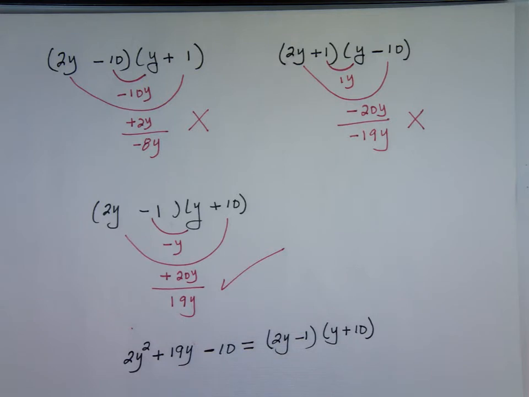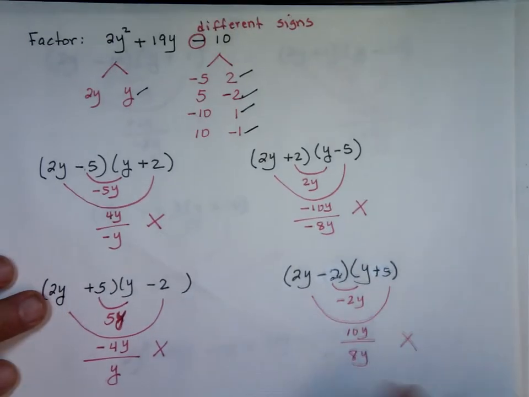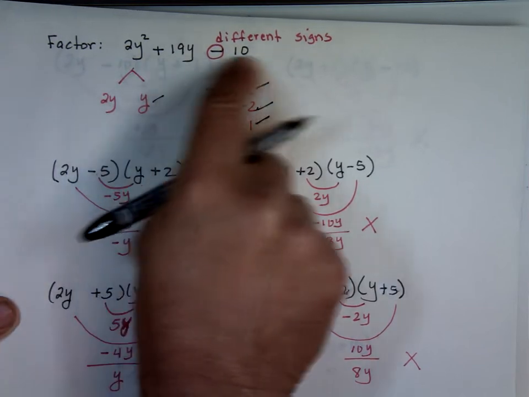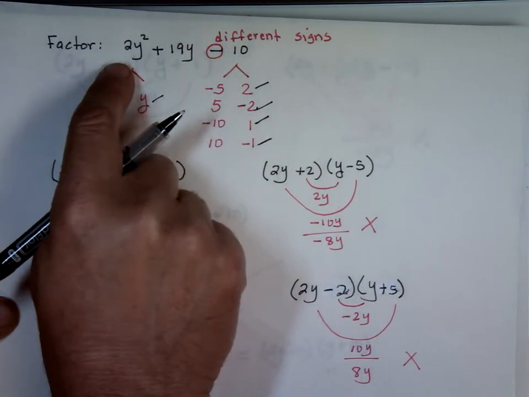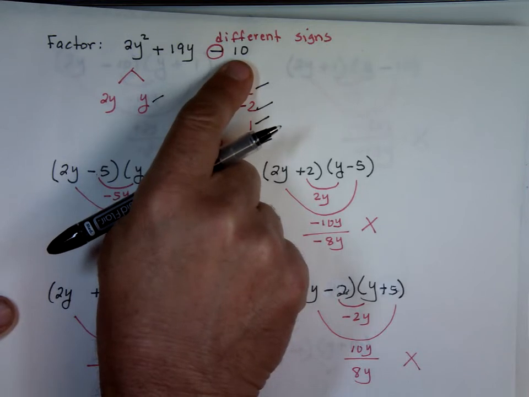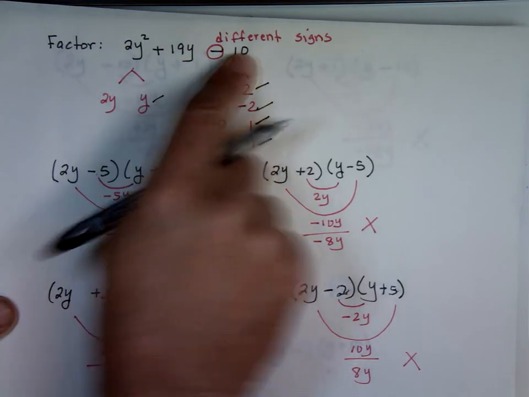I'm going to show you another tip where I could have eliminated some of the answers. Now, if you look at the original problem, is there anything in common that we can factor out of this problem? The greatest common factor. Look at the 2, the 19, and the 10. No, there's nothing common to them. There's no common factor.